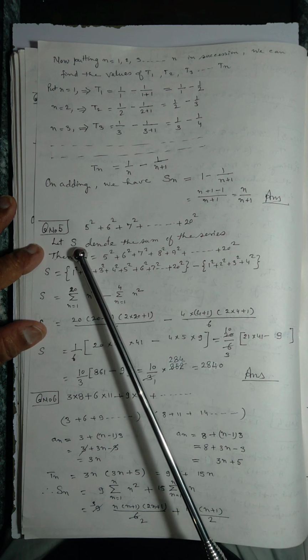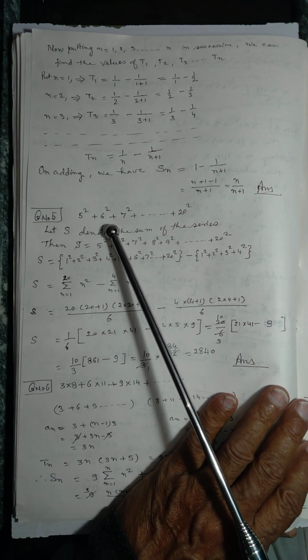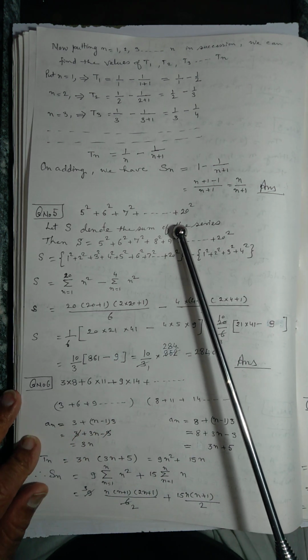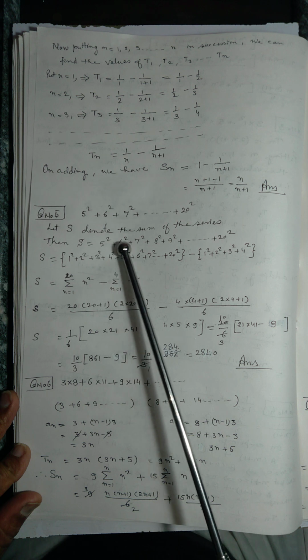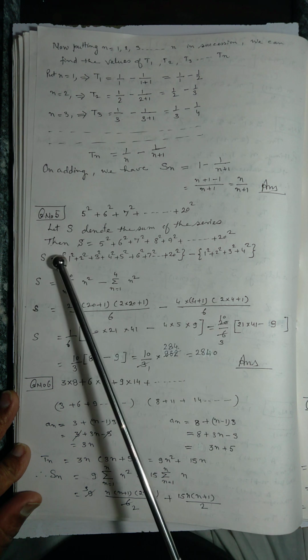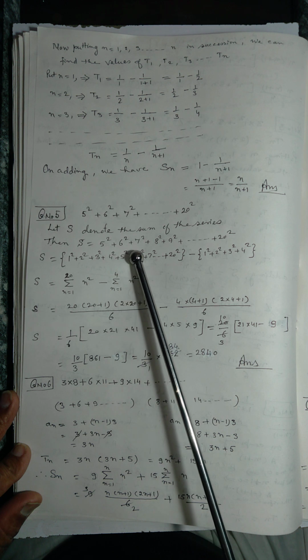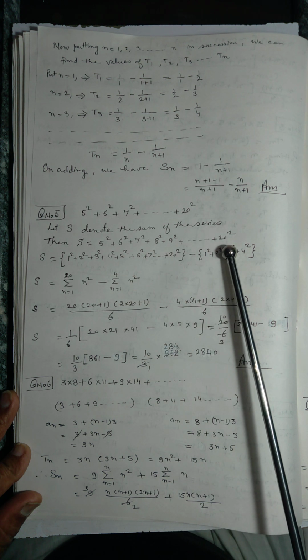Now come to the question number 5, that is 5 square plus 6 square plus 7 square plus up to the 20th square. So let S denote the sum of the series. Then S will be equal to 5 square plus 6 square plus 7 square plus 8 square plus 9 square up to the 20th square.